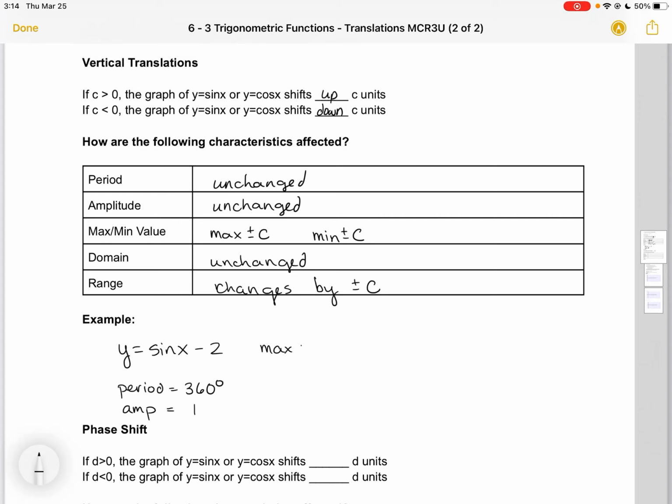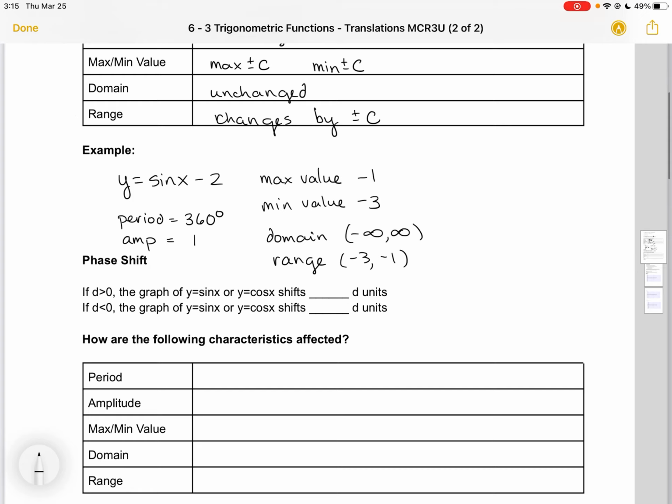My max value, originally it was positive 1, but now I've shifted my graph down 2. So 1 minus 2, now my maximum value is minus 1. My minimum value has also been shifted down 2, so that would be now minus 3 instead of minus 1. My domain is still going to be from minus infinity to positive infinity, and my range now goes in between those maximum and minimum values.